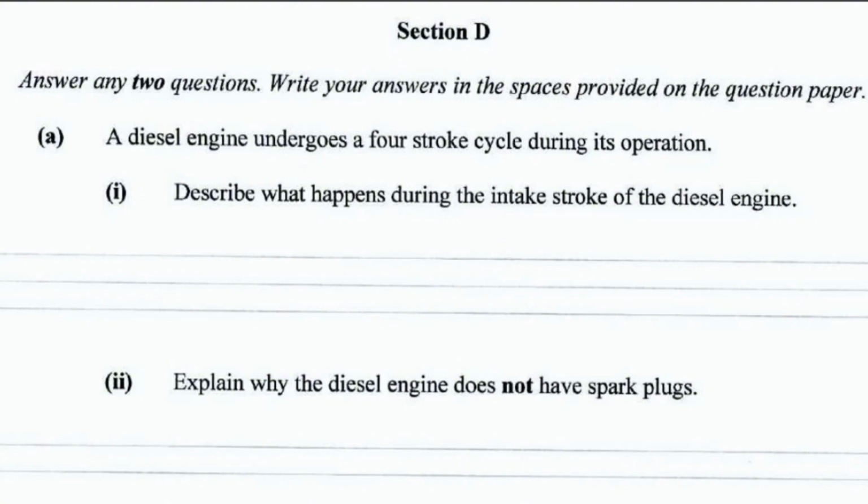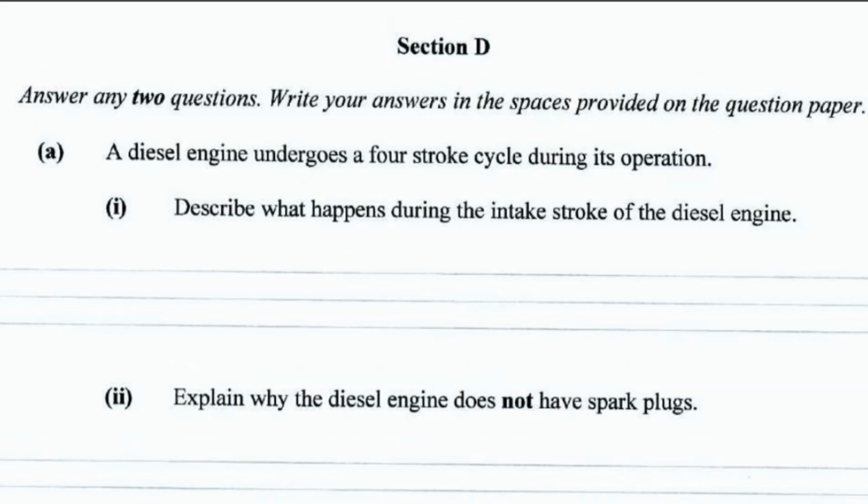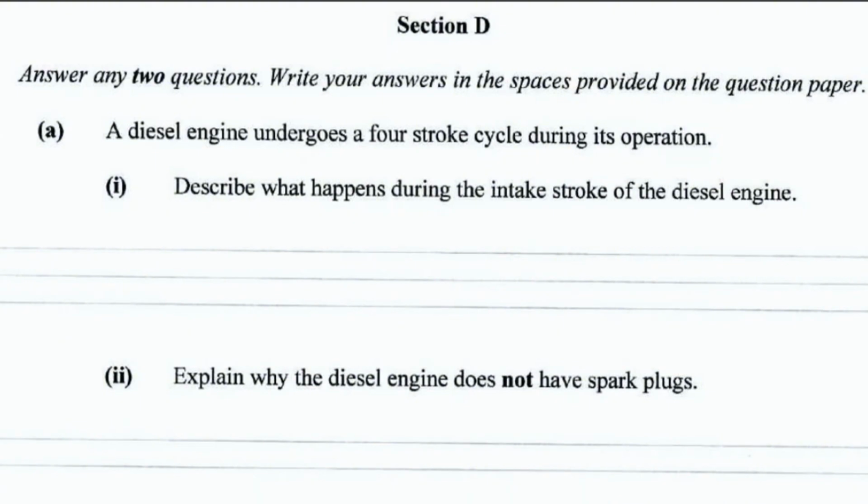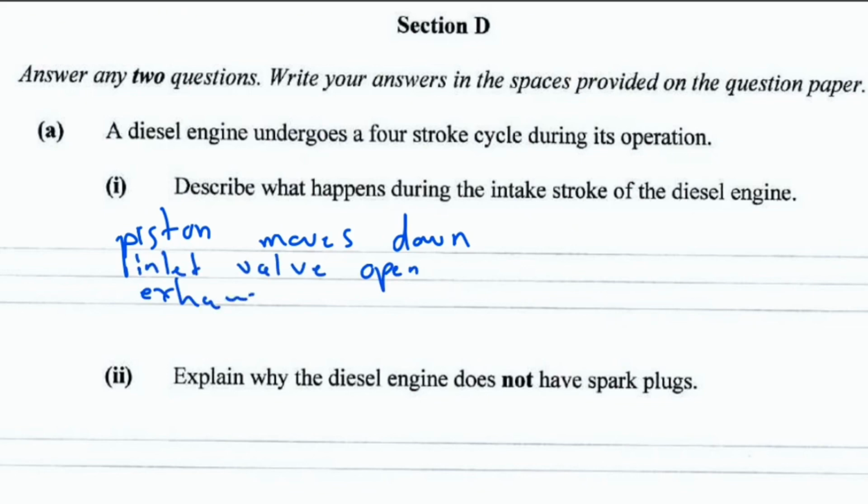Question 13A. A diesel engine undergoes a 4-stroke cycle during its operation. So this is the 4-stroke engine. Describe what happens during the intake stroke of the diesel engine. So you should know that during the intake stroke, the same things are going to happen as in the petrol engine. Piston moves down. You should know that that one is obvious. And then the inlet valve is open. The exhaust valve is closed.